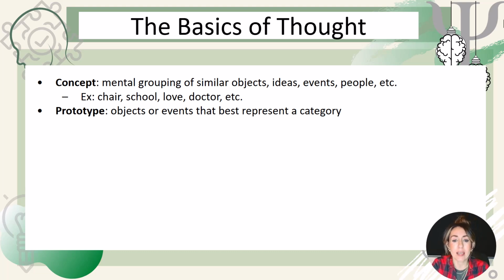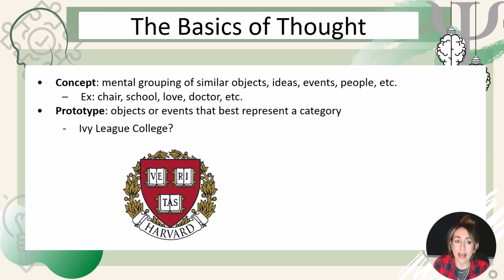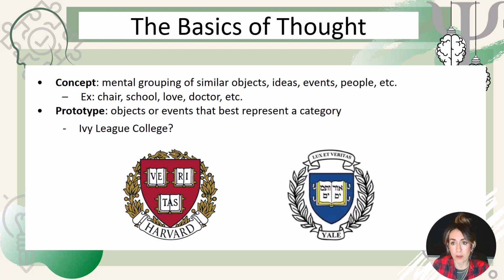So a prototype is the object or event that best represents the category. And all concepts have prototypes. So if I ask you about an Ivy League college, maybe Harvard is your prototype. There are lots of different Ivy League colleges, but if I ask you about a prestigious college or an Ivy League college, maybe Harvard is the first one that comes to mind. Maybe Yale, maybe Princeton. But any of those would be an example of a prototype in that they are the best representative or the most commonly thought of representation of that category or concept.